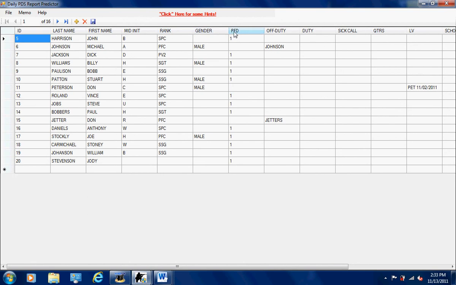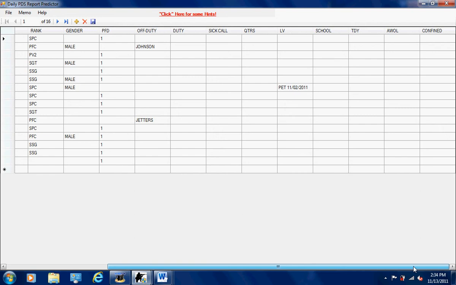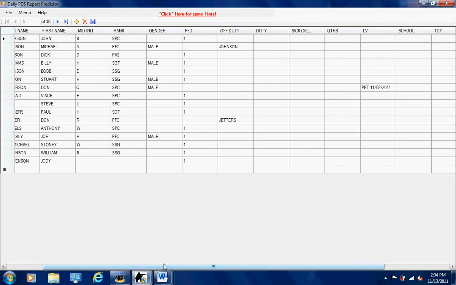If your soldiers are not PFD, which is present for duty, they're either off duty, sick call, quarters, leave, school, or any one of the other categories. You see TDY, AWOL, confined, and if there's another category, and there's billions of other categories, but generally these are the most common categories. So everybody in the beginning is a 1. Everybody, starting from 1 on down.